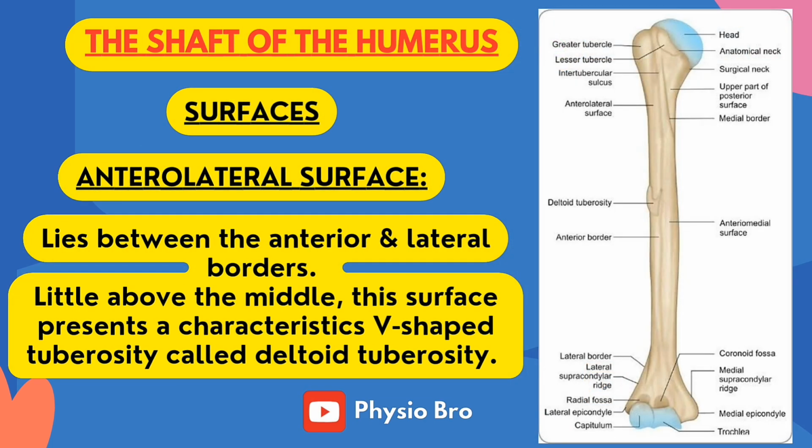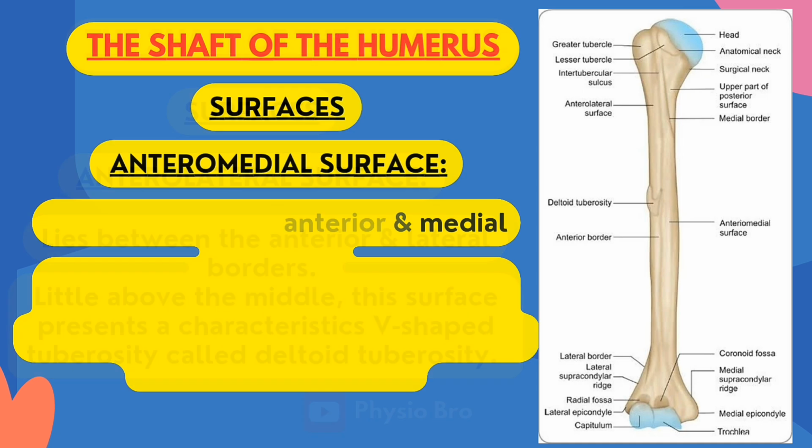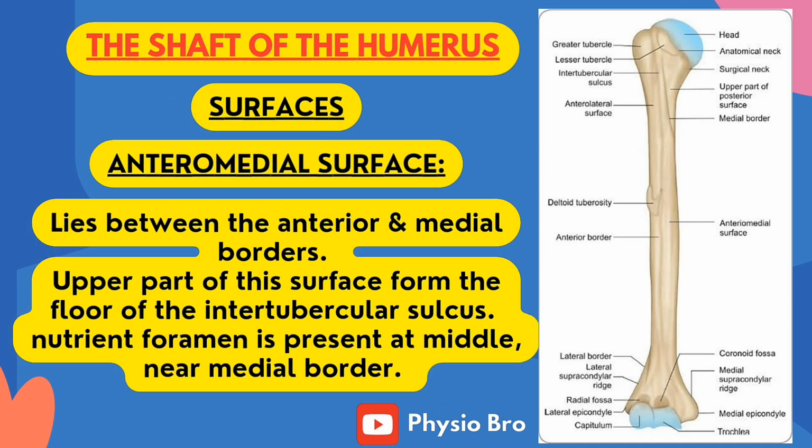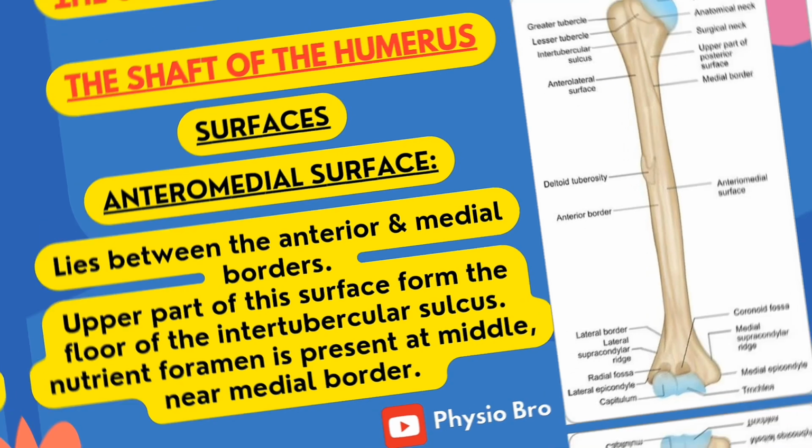Surfaces. Anterolateral surface. Lies between the anterior and lateral borders. A little above the middle, this surface presents a characteristic V-shaped tuberosity called deltoid tuberosity. Anteromedial surface. Anteromedial surface lies between the anterior and medial borders. Upper part of this surface forms the floor of the intertubercular sulcus. Nutrient foramen is present at middle, near medial border.